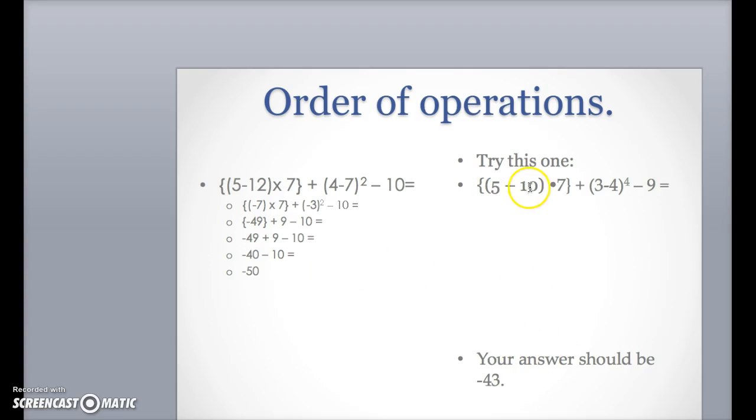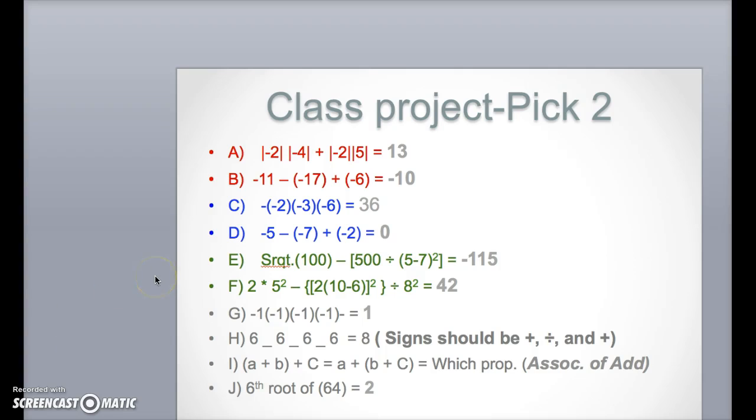So it's 5 minus 10 times 7 in the set symbols, and then plus 3 minus 4 to the 4th power minus 9. You could see that in the quiz. This is that project we did, the in-class project. And I've got some answers here, so you should probably figure out how I got these answers. And I go over a few of them at the tail end of this little YouTube video clip, or audio clip.